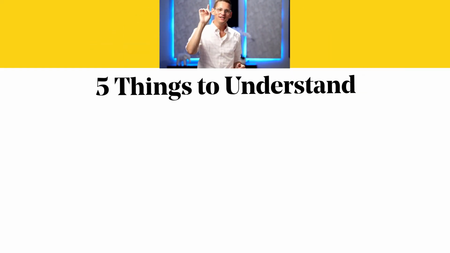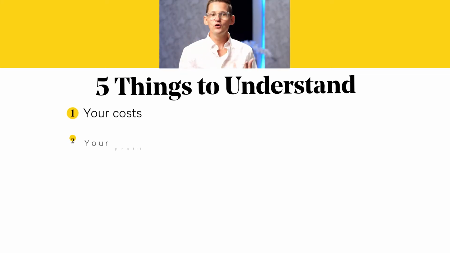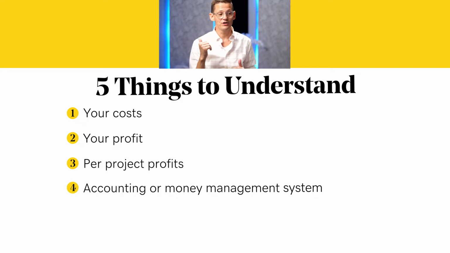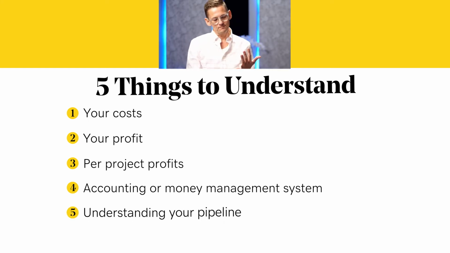The 5 things you have to understand to really get a grip on your money are: 1, your costs. 2, your profit, how your costs affect your profit. 3 is your profit per product, so which products are profitable. The 4th one would be having a system in place to quickly and easily track this. 5 is understanding your pipeline, so you know what the future is going to look like.